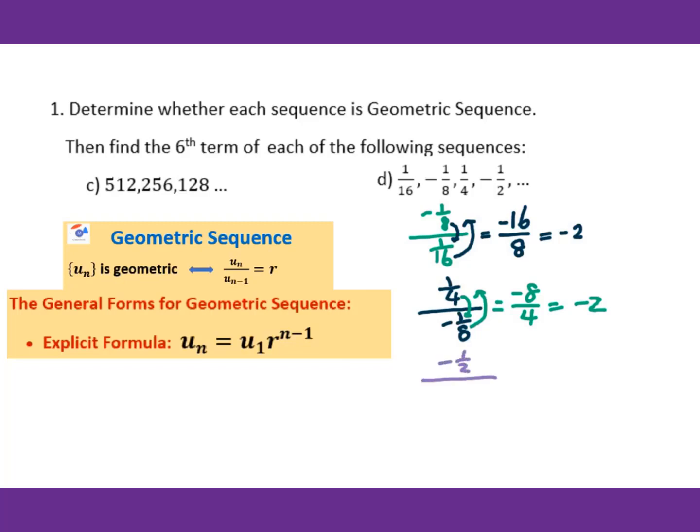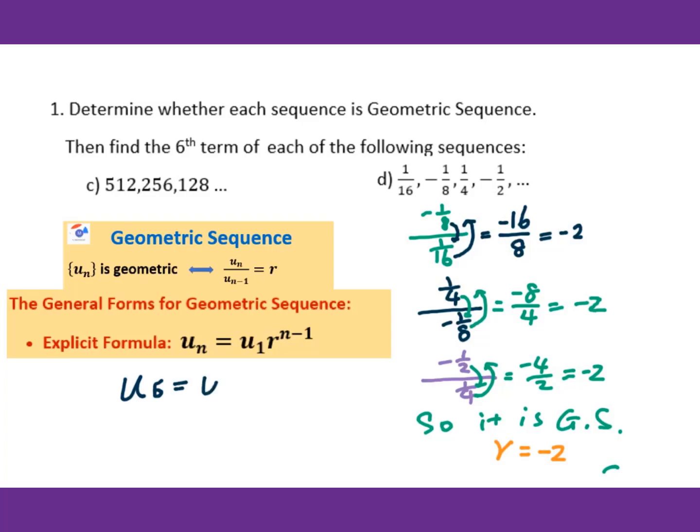Negative 1 over 2 divided by 1 over 4. Then jump. You will get negative 4 over 2 equals negative 2. So it is a geometric sequence, and r equals negative 2. Then U sub 6 equals U sub 1 times r to the 6 minus 1's power. U sub 1, that's 1 over 16 times negative 2 to the 5th power. You will get negative 2.